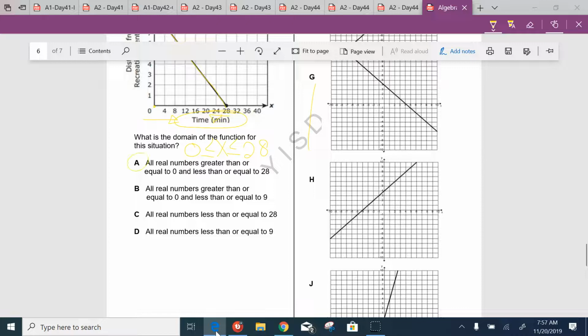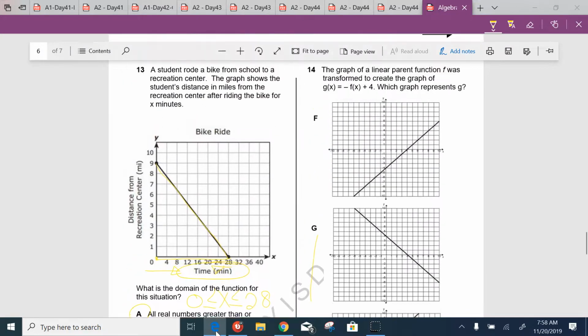So this works. All real numbers greater than or equal to 0, less than or equal to 9. 9 has nothing to do with our domain, so we take that out, and take that down here as well. All real numbers less than or equal to 28. That's true until you get to 0. There was no time before 0, because we can't go backwards in time in this case, so this one makes no sense either. So choice A was our best option there.